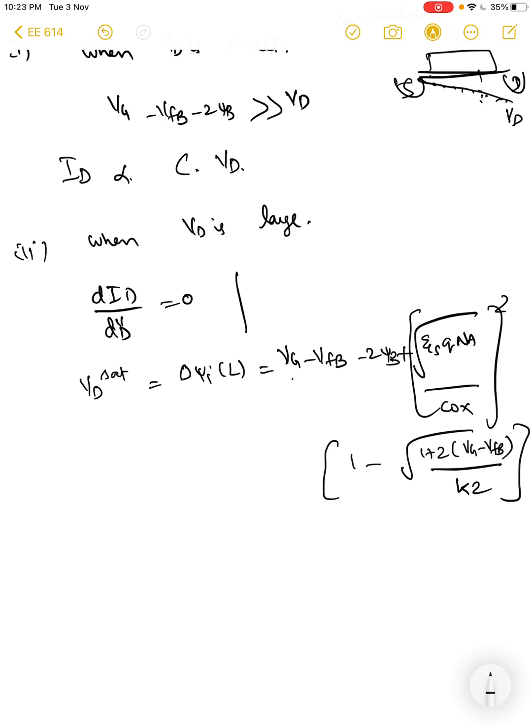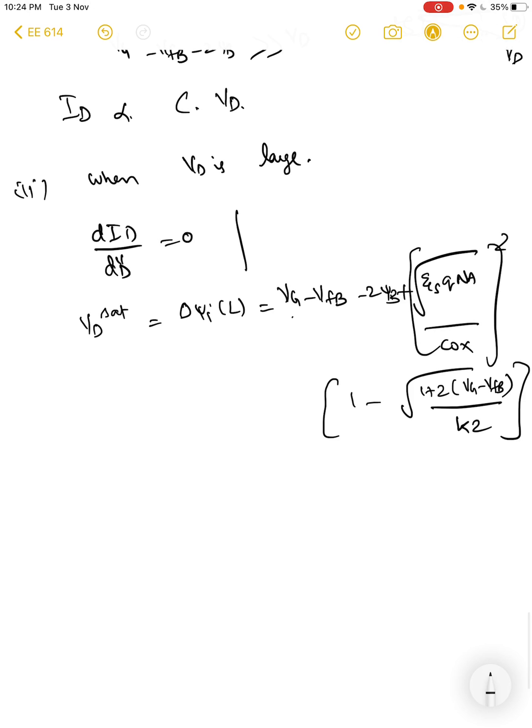So what happens beyond the maximum current is something that we will discuss soon enough. But when we put this, we can see that you have a particular point at which the drain current maximizes, and that is what we call the drain saturation current or drain saturation potential. So we use something like K, where K is given by root 2 epsilon s q Na by Cox.